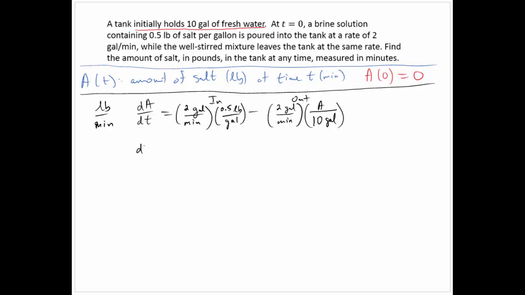Simplifying, dA/dt, 2 times 0.5 is 1, so I'd have 1 minus 1/5 A. So there's the differential equation. It is separable. So I can write this as 1 over 1 minus 1/5 A dA is equal to dt.